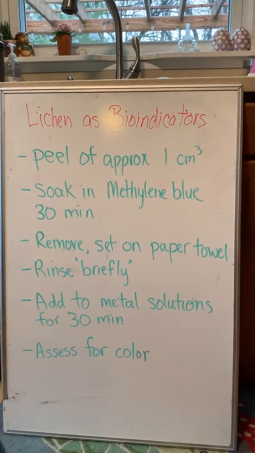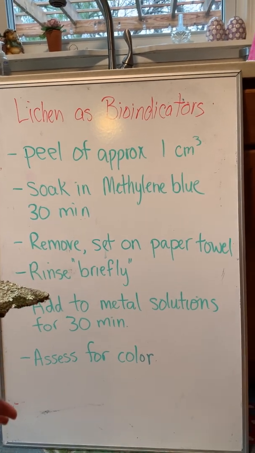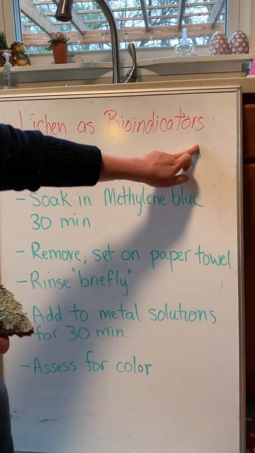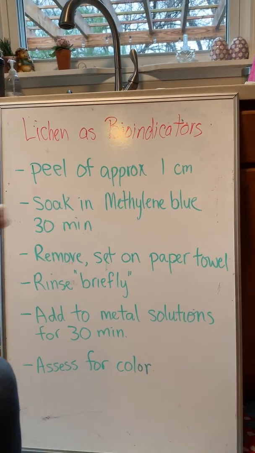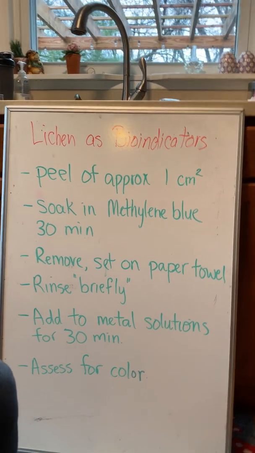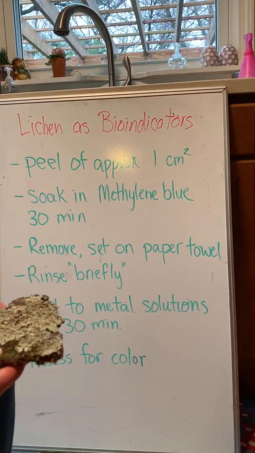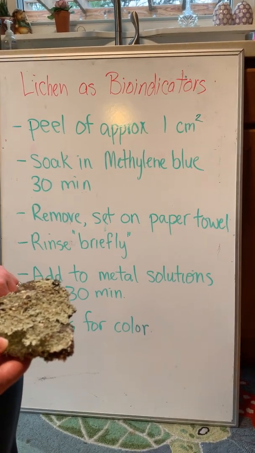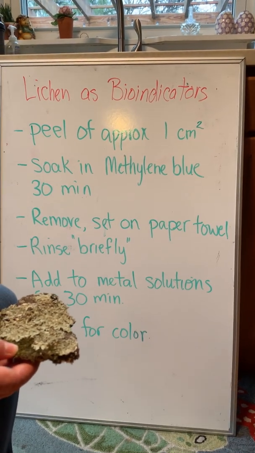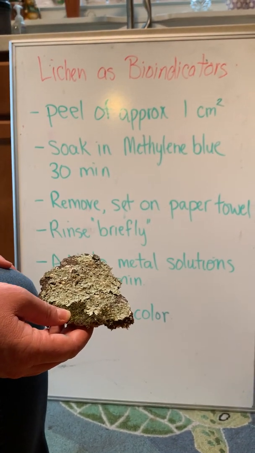So basically I had a piece of wood with lichen on it, and it said peel off approximately 1 centimeter cubed of, actually no, not cubed, squared. This is just flat, so 1 square centimeter of lichen. And then soak it in this very strong blue dye called methylene blue, which is a cation itself, and you have to soak it for 30 minutes. Just to make things efficient, I already did that part so that you didn't have to sit here and watch 30 minutes of it soaking.